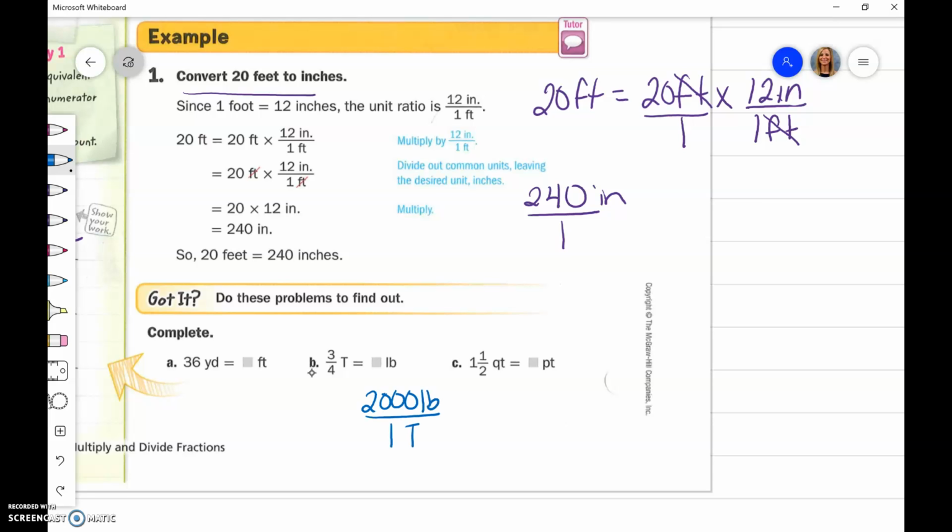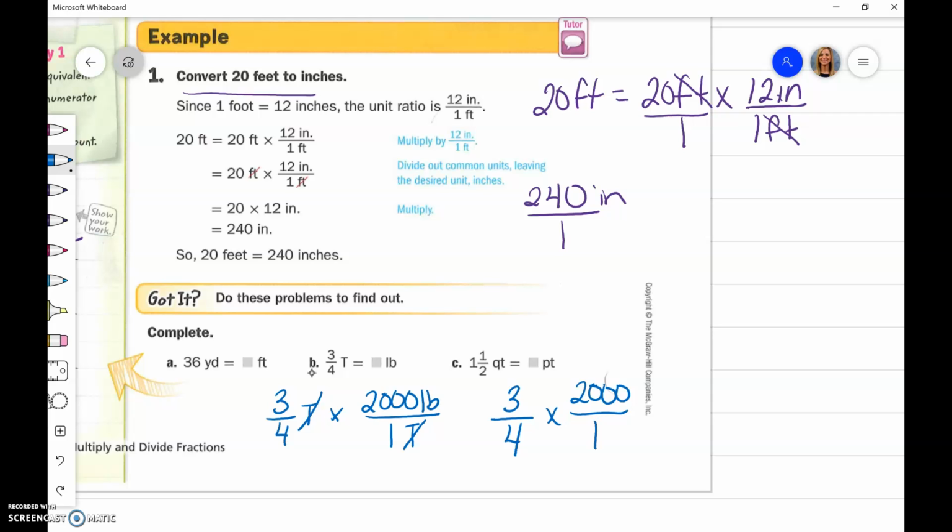But I want to know how much there are in 3/4 ton. So I'm going to multiply that by 3/4 ton. Now watch what I do. I'm going to cross simplify those tons. Now basically what I am left with is 3/4 times 2,000 pounds, which we're going to add at the end, over 1. Take a look, guys.